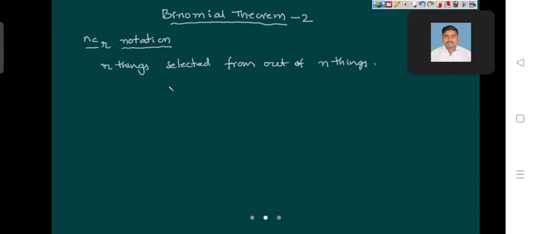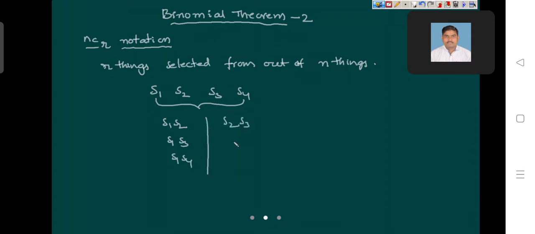Suppose you want to select 2 students out of 4 students. There are 4 students: student 1, student 2, student 3, student 4. I want to select 2 students out of these 4. How many ways can I select? I can select S1 and S2, S1 and S3, S1 and S4, and S2 S3, S2 S4, and S3 S4.